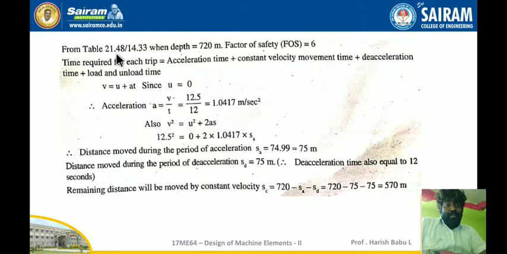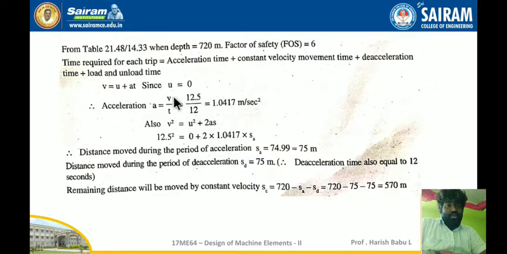So from the table 21.48 or 14.33, the wire rope depth is 720 mm. The factor of safety I can assume as 6. So now the time required for each trip is equal to acceleration time, constant velocity movement time, deceleration time, and load and unload time. So I'm going to take V equals U plus AT.